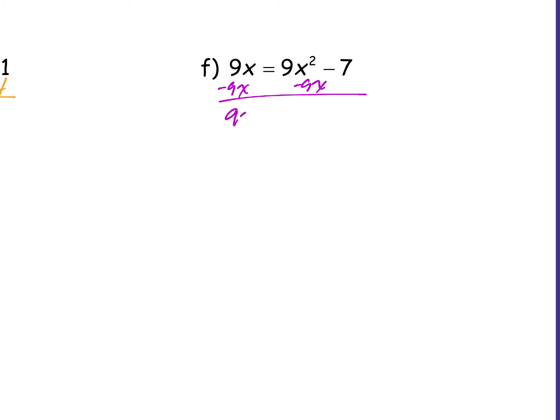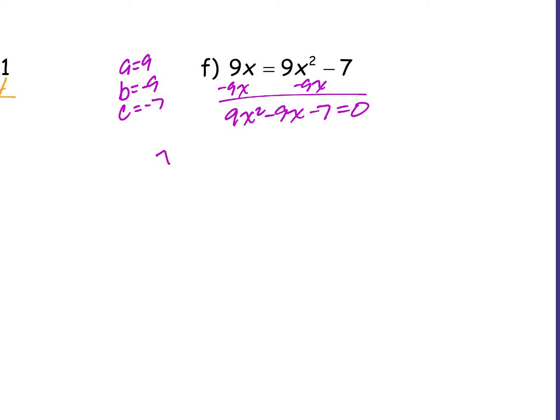And I'm going to get 9x squared minus 9x minus 7 equals 0. And that doesn't factor either. So let's see. A is 9, B is negative 9, and C is negative 7.